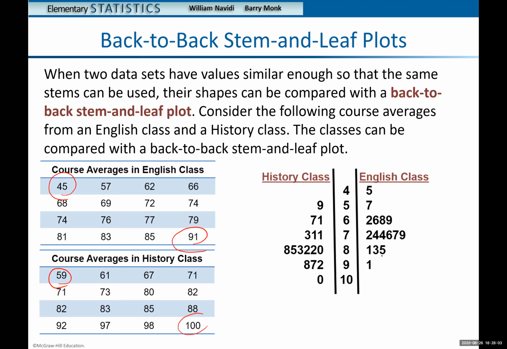So the other side, which is this history class, you started at 59, so that's why you have 59 here. Then 61, 61, 67, 71, 71, 73, 80, up to 88. Then you have 92, 97, 98. And the last one, 10 and 0, meaning that is 100. So this is a back-to-back stem and leaf plot. Questions?